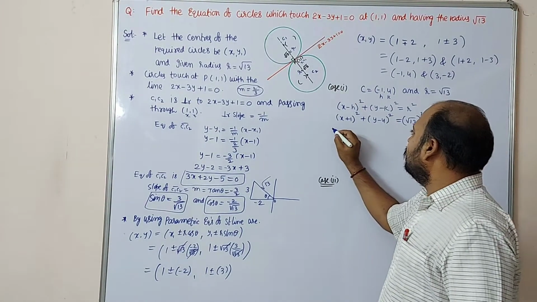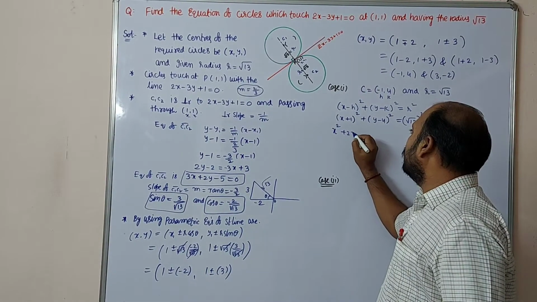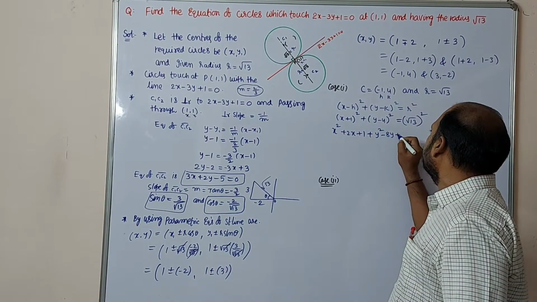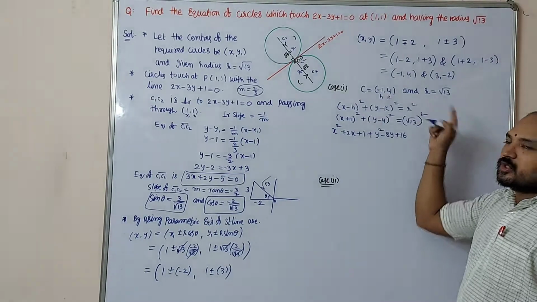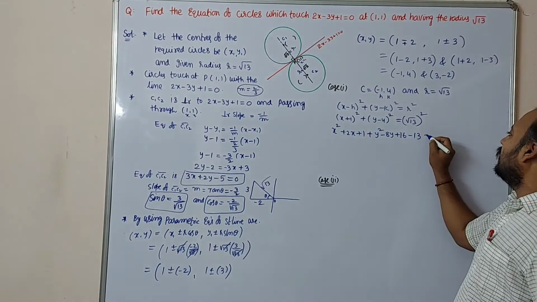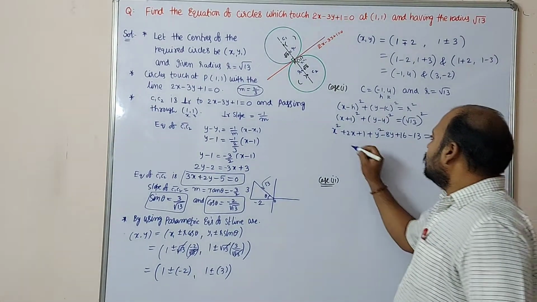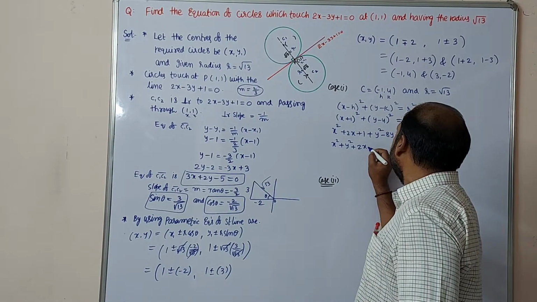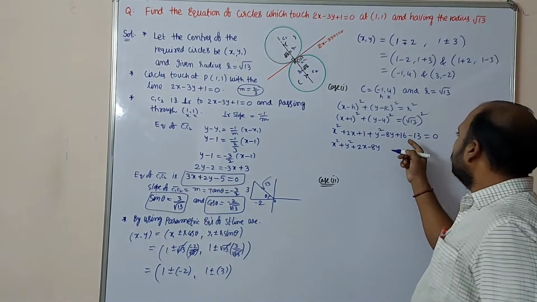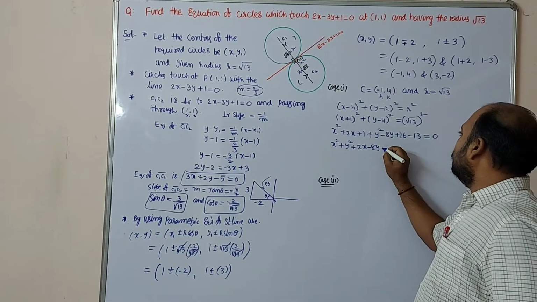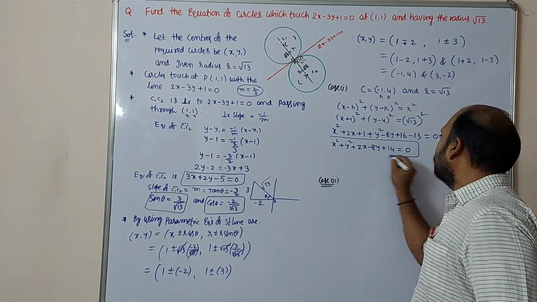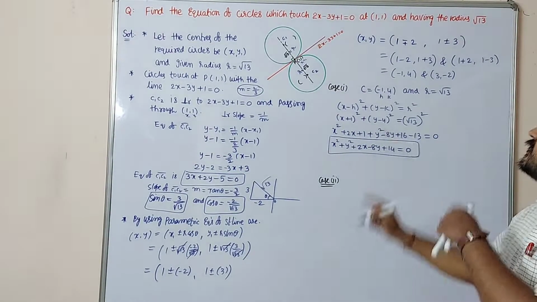So expansion: x square plus 2x plus 1 plus y square minus 8y plus 16. That root 13 whole square we can take to this side, minus 13 equal to 0. So x square plus y square plus 2x minus 8y, 17 minus 13, so plus 4 is equal to 0, which is one of the circles. Come to case 2.